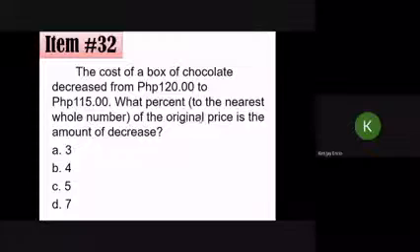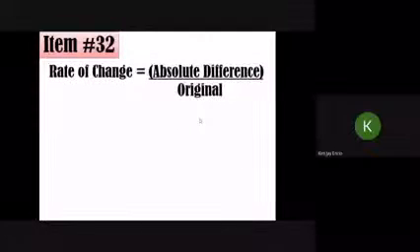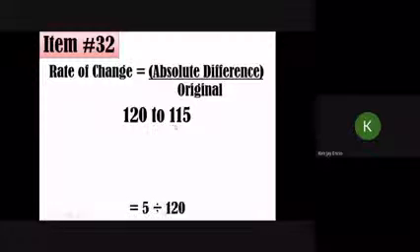But actually, guys, we are asked of the percent, not of the amount of decrease. And to determine the rate of change, either increase or decrease, it's equal to your absolute difference divided by the original. When we speak about absolute difference, it is the absolute value of the difference of the two numbers. So from 120 to 115, your original is 120, right? Because it's the first, and your new is 115. Therefore, it's equal to what?